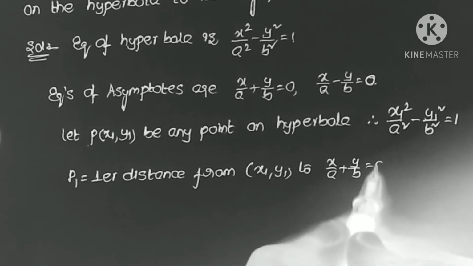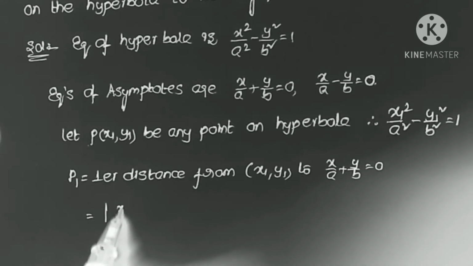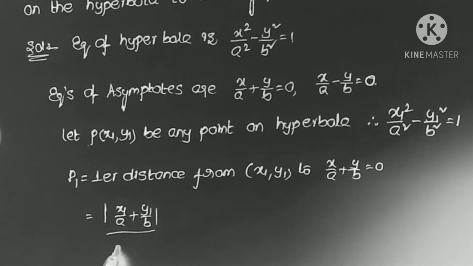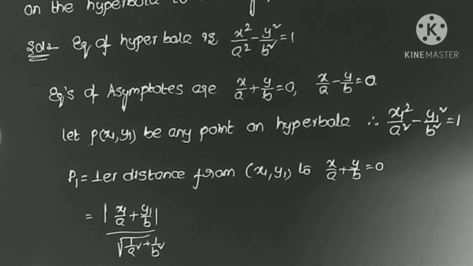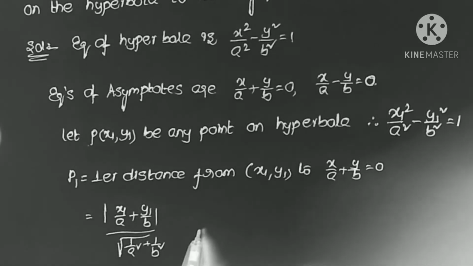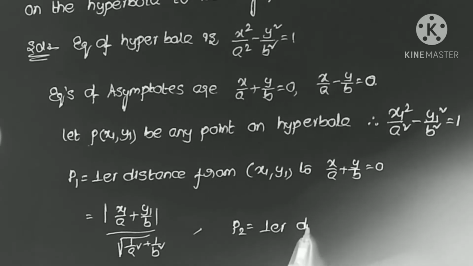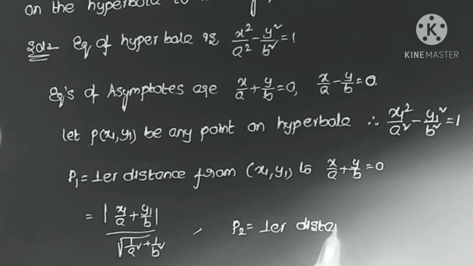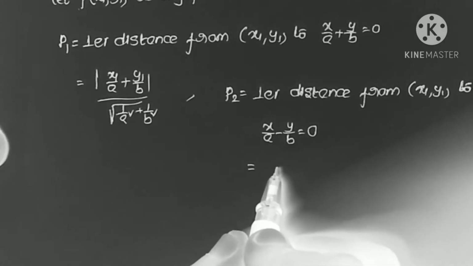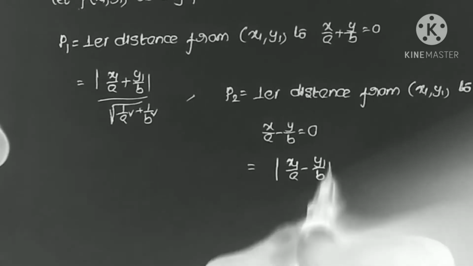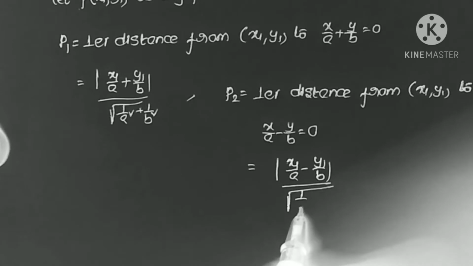That is equal to modulus of x1 by a plus y1 by b, divided by square root of 1 by a square plus 1 by b square. This is the value of P1. Next, finding the value of P2. P2 is equal to the perpendicular distance from (x1, y1) to the second equation, and this is equal to modulus of x1 by a minus y1 by b, divided by square root of 1 by a square plus 1 by b square.